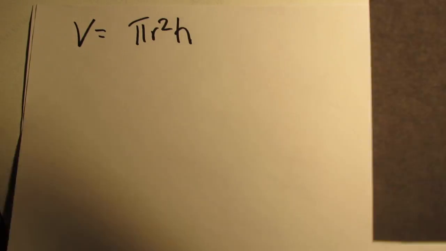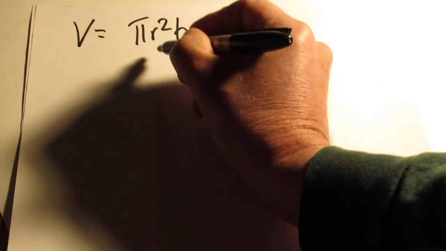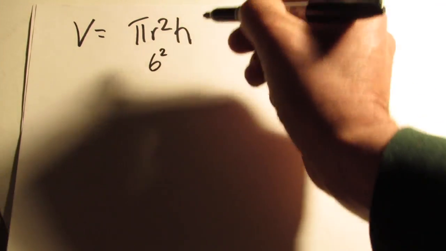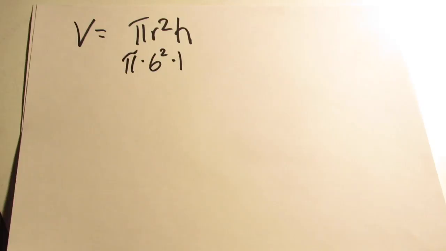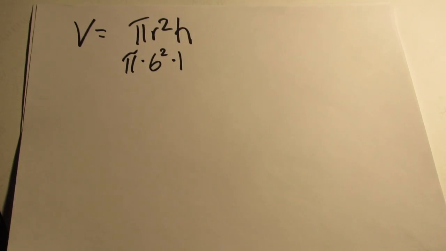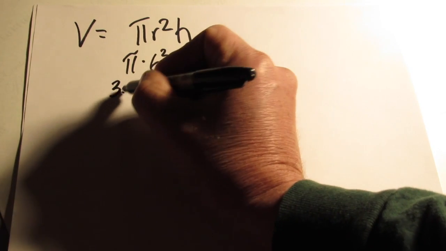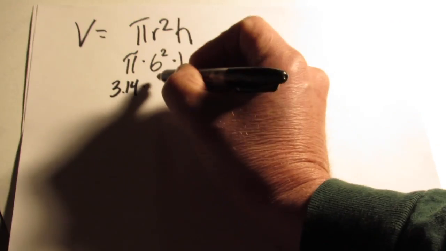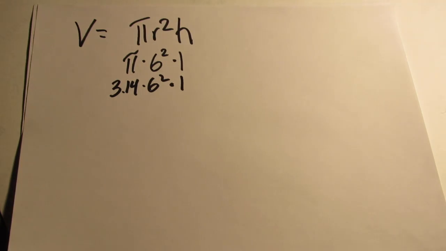The numbers we were given again: 6 for the radius and 1 for the height. So we'll change that r to a 6 and that h to a 1. We'll indicate multiplication, and our volume will be pi times 6 squared times 1. We usually use 3.14 for pi, so it would look like that.